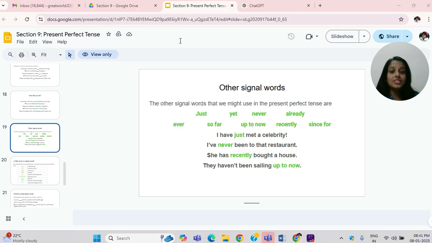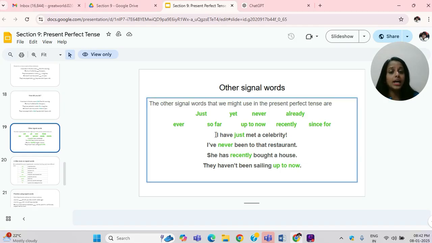When it comes to signal words, the other signal words that we might use in the present perfect tense are just, yet, never, already, ever, so far, up to now, recently, since, for. The present perfect is also great for highlighting recent events or experiences. So these are the examples with signal words. I have just met a celebrity. This means the meeting happened recently and feels exciting or noteworthy.